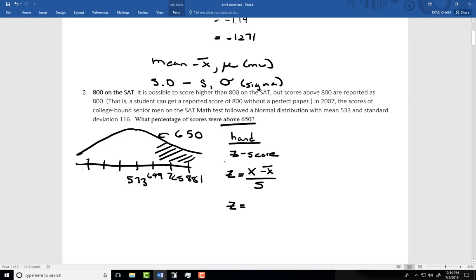So if I look at my formula here, X is my observed, so that is going to be 650, because that's the score that's being asked. And then my mean is 533, and my standard deviation is 116. So I throw this in my calculator.